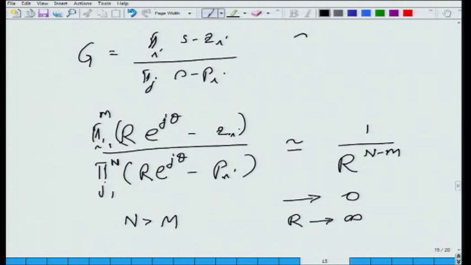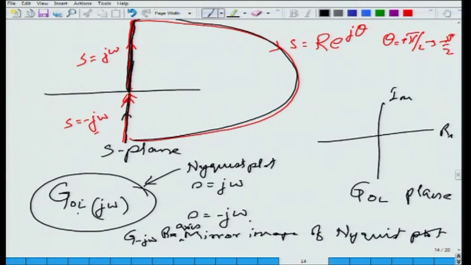this will tend to 0 for R tending to infinity. So, what that means is G on the semicircle tends to 0. Yeah. So, let us get back to this figure. So, when S equal to j omega, you get the Nyquist plot. When S equal to minus j omega, you get the Nyquist plot mirrored about the real axis, and when S is on the semicircle, you get G of S maps to 0. Yeah, all right.